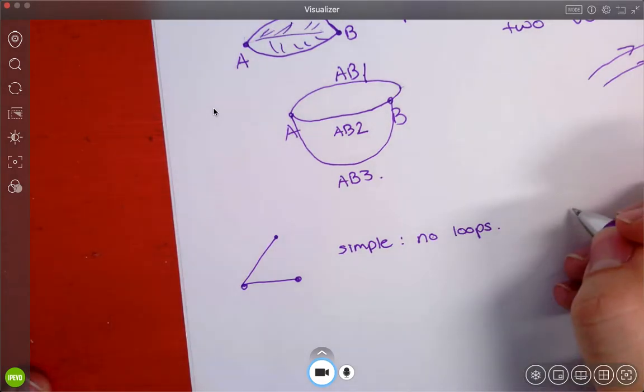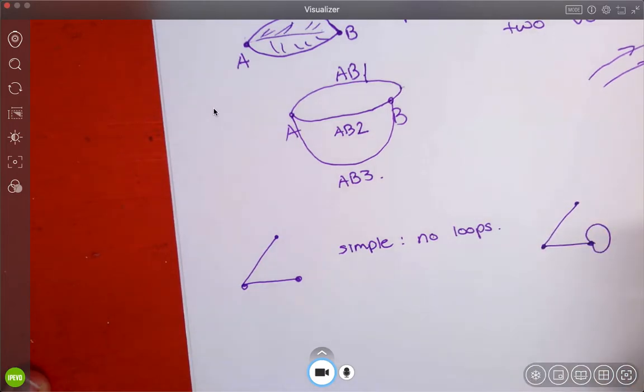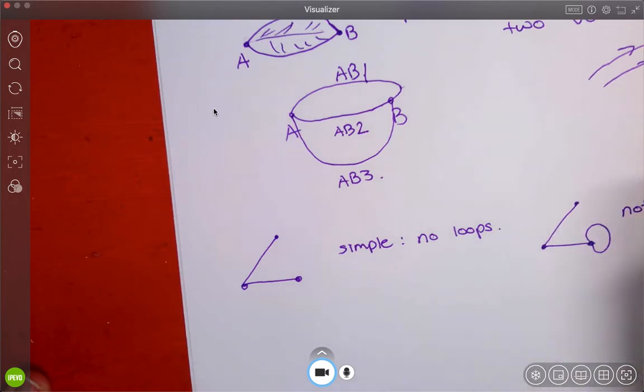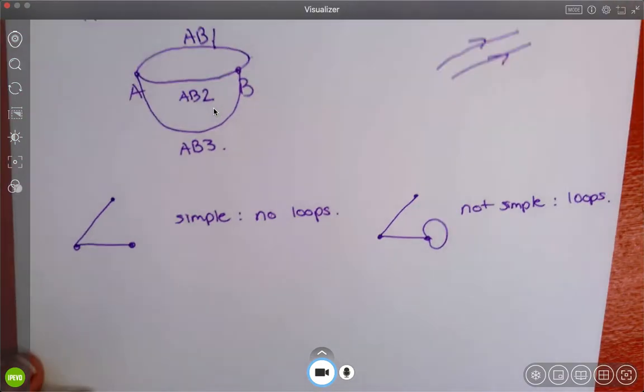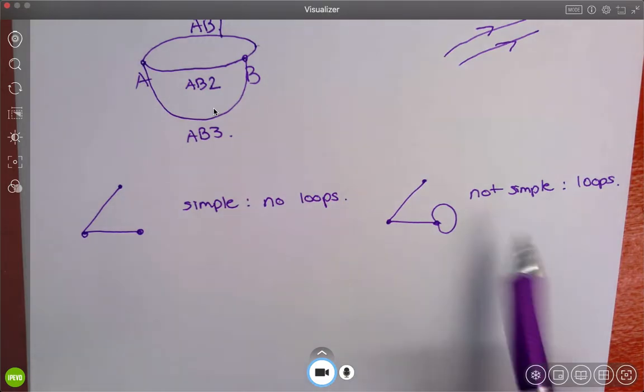2. And here, if I have this example and I have a loop here, this is called not simple. So loops. If you have a graph that's like this, it's simple, it's basic, it's easy. For us, it was really clear. The loops are not simple.